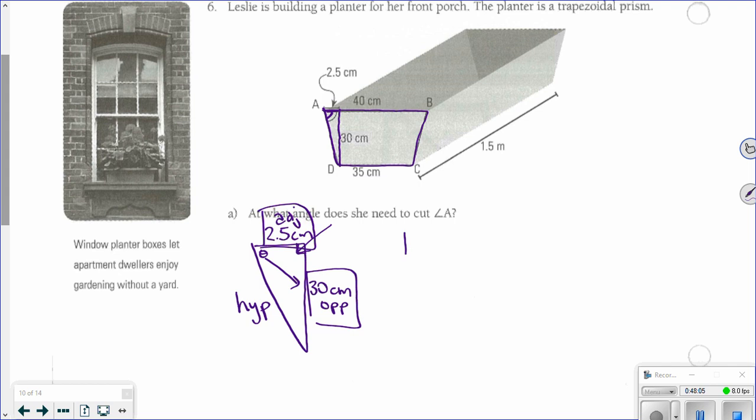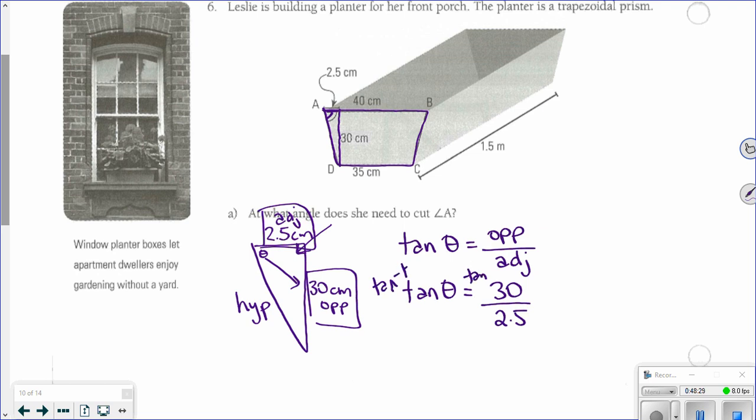Opposite and adjacent is the tan formula. So tan of my angle equals the opposite over the adjacent. Fill in what I know. So I don't know my angle, it stays the angle symbol. Opposite is 30 centimeters, adjacent is 2.5. Need to do the inverse tan to get the angle by itself. So my angle, the inverse and the tan cancel. My angle equals tan negative 1 of 30 divided by 2.5, which means my angle equals 85 degrees.